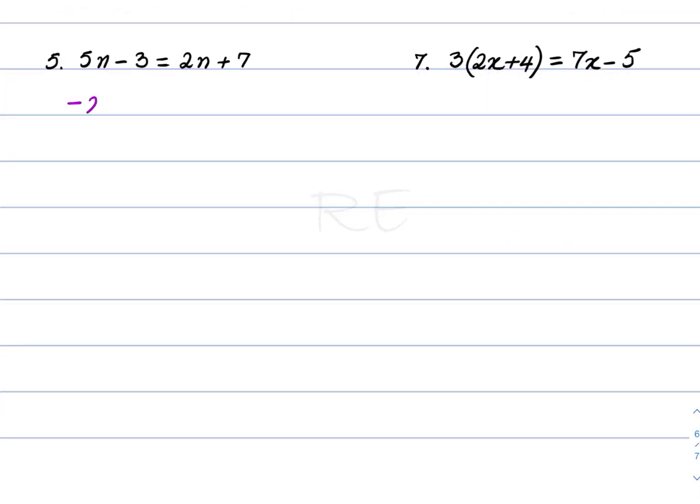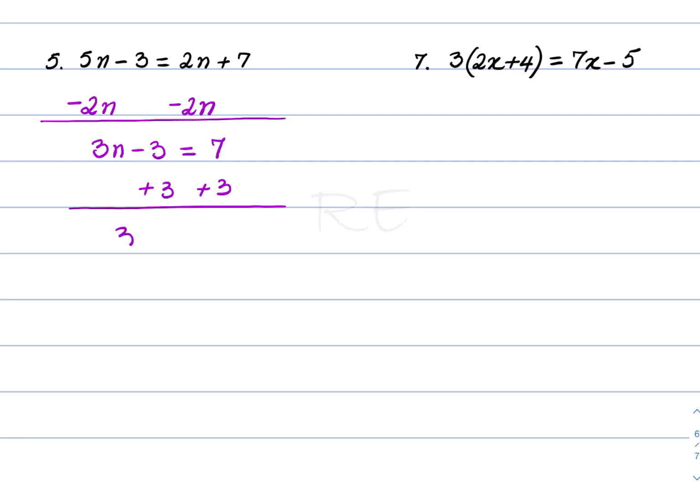For number 5, we have unknown on both sides. So first we get rid of 2n. We subtract 2n from both sides. 3n minus 3 is equal to 7. We add 3 to both sides. We obtain 3n is equal to 10. We divide both sides by 3 to get n. And finally, n is equal to 10 over 3, which cannot be reduced.